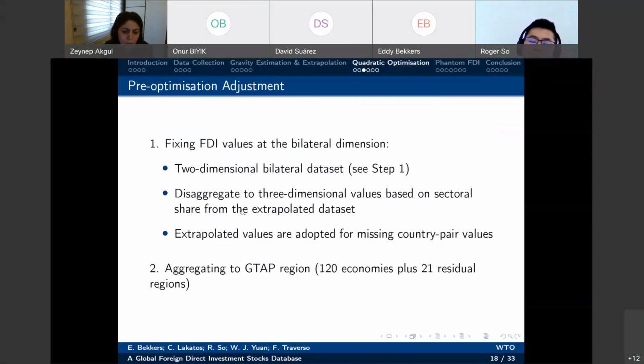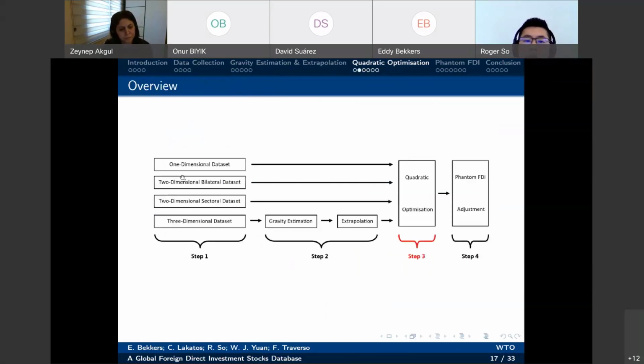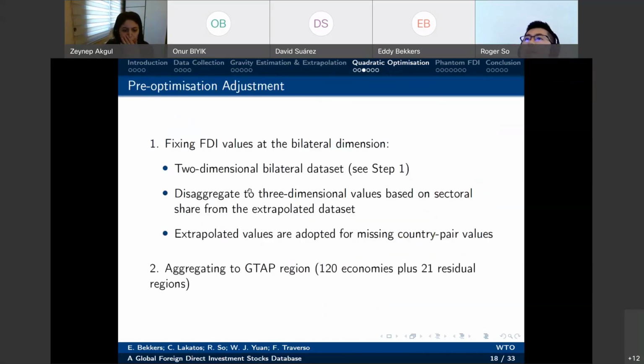The reason we are imposing this constraint using the two-dimensional bilateral data sets is because we think this is the most comprehensive and the most reliable data set. So we really give a high weight to that data set. And by imposing this constraint, we also drastically reduce our computational time.